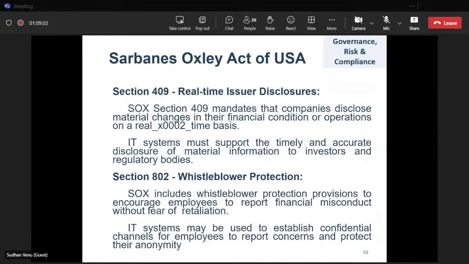And the Section 802 is for whistleblower protection, a provision to encourage the employees to report financial misconduct without fear of retaliation. An IT system may be used to establish a confidential channel for the employees to report their concerns and protect their anonymity. That is for whistleblower protection. Whenever they need it, they can blow the whistle.